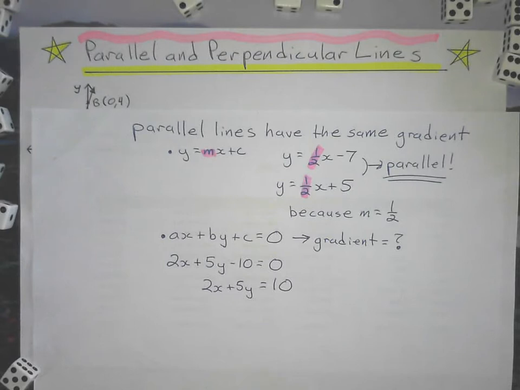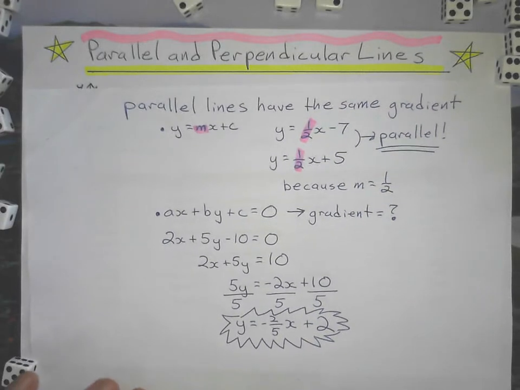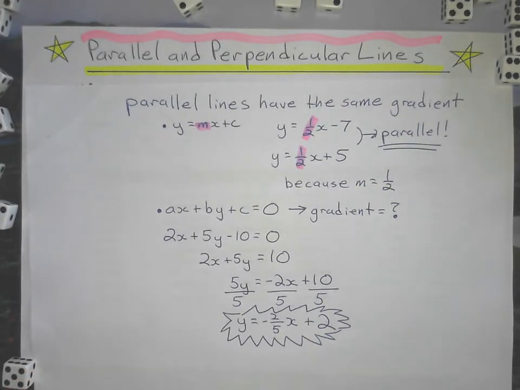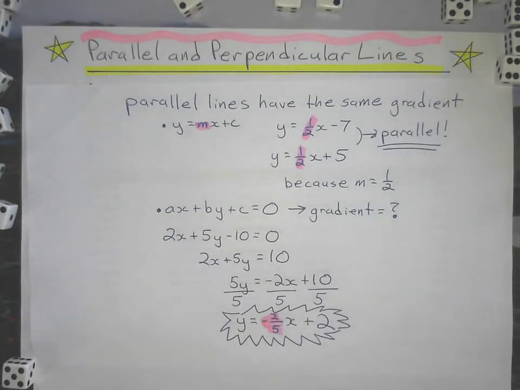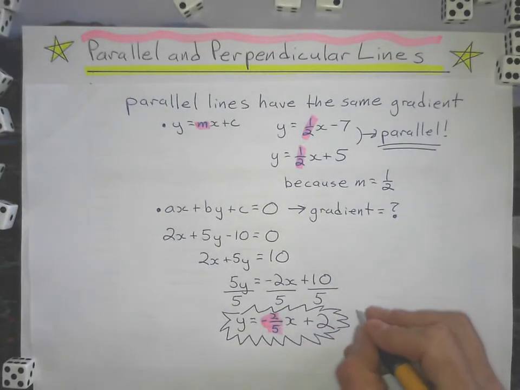I move the 10 over to the other side of the equation, and then I move the 2x over to the other side, and my last step is to divide every term by the coefficient of the y, which is 5. So I'm going to divide everything by 5 to get y by itself. Now that tells us a lot, because now I have my coefficient for the x term, and that's my gradient.